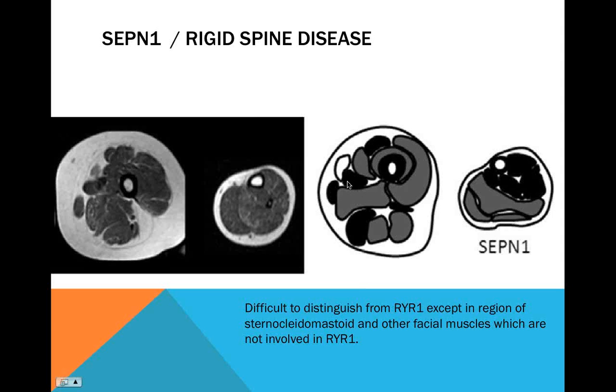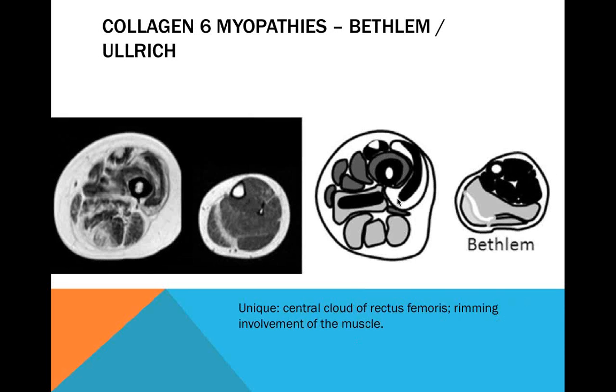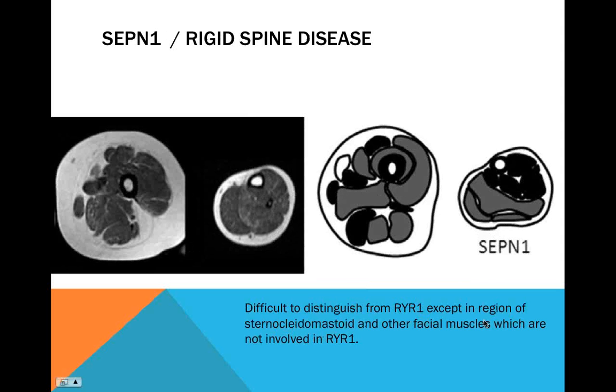Sartorius is more involved than gracilis. Adductor longus is less involved than adductor magnus. There is something that's unique here, where this semimembranosus muscle tends to be more spared than semitendinosus and biceps femoris muscle. But again, this is not something that's clearly distinguishable in all cases.